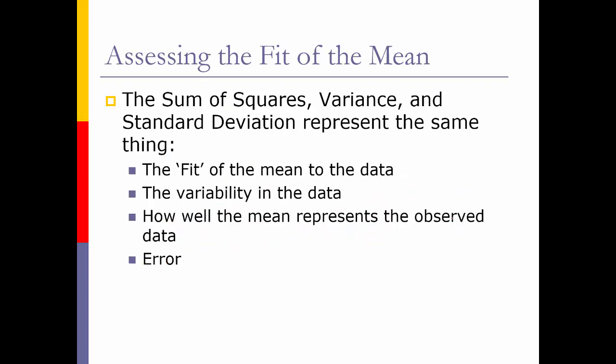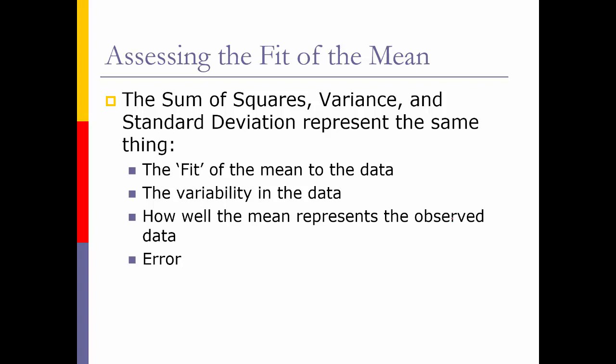So now we've got these three pieces. We've got the sum of squares, the variance, and the standard deviation, essentially representing the same thing. It's all just the fit of the model. It's the variability. How well does the model represent the data, and what error is there with that model?